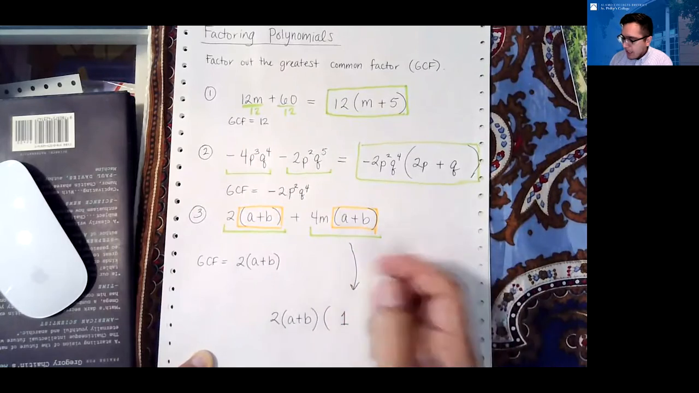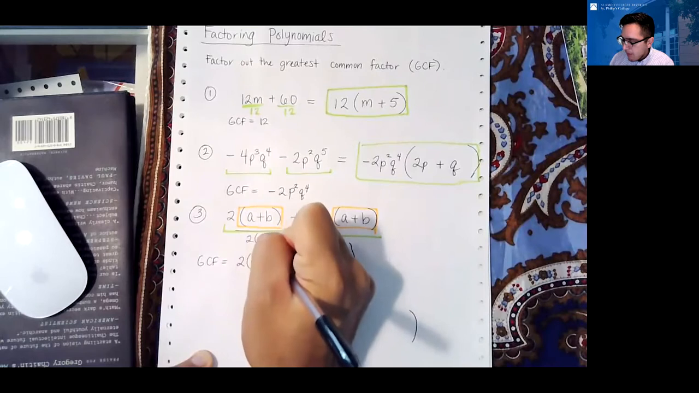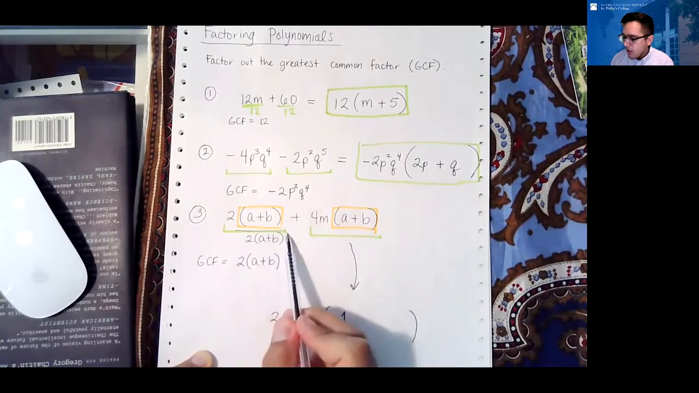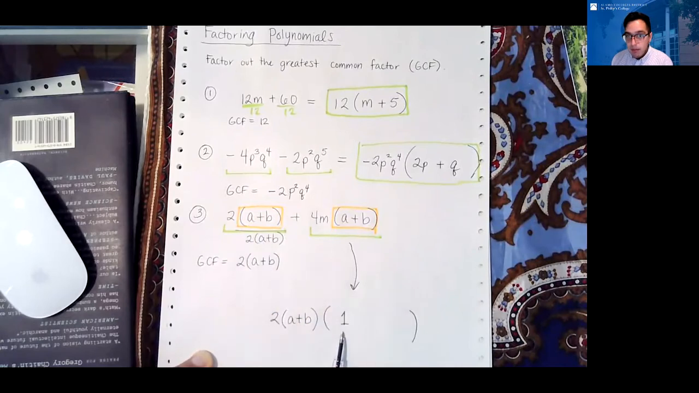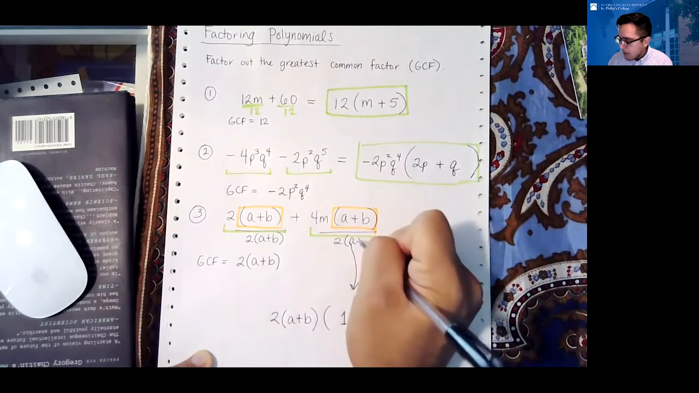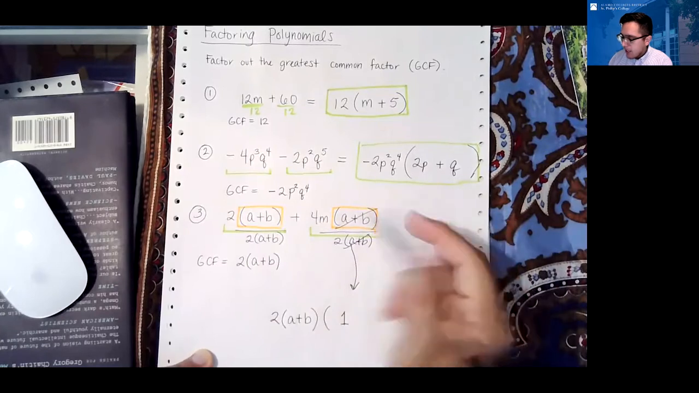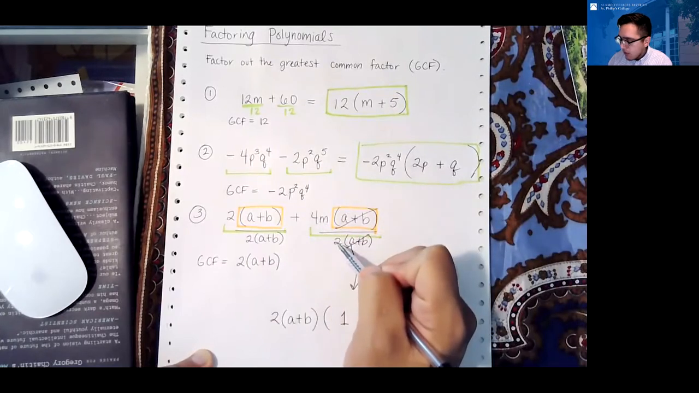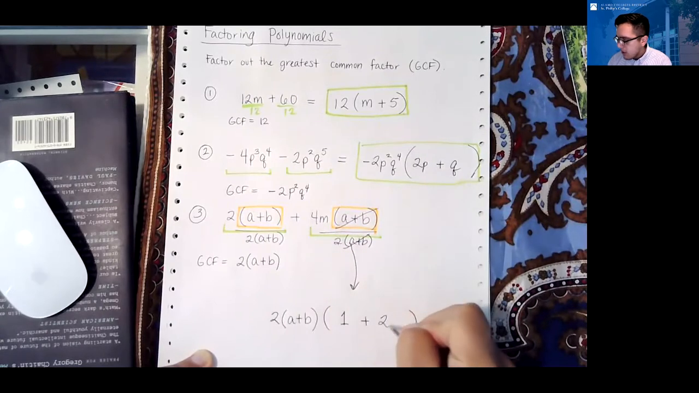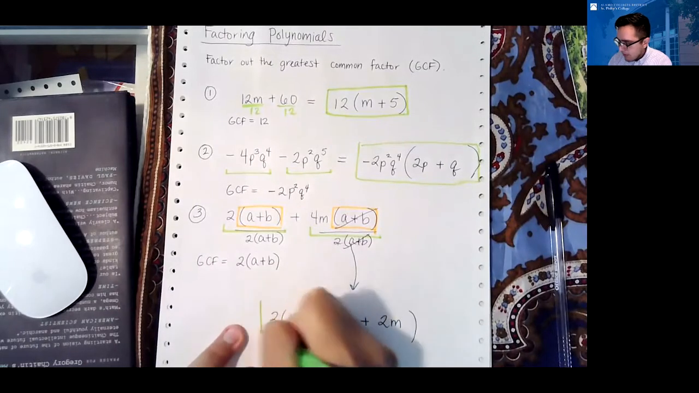And another way you could think of that is if we divided out the GCF. So I'm dividing by 2 times a plus b. Anything divided by itself will divide to give us 1. Same thing over here. If I divide out the 2 times the a plus b, well, the a plus b will cancel out here. And then 4 divided by 2 should give us our 2. And we have an m left over. So this should be plus 2m. Any questions about those?